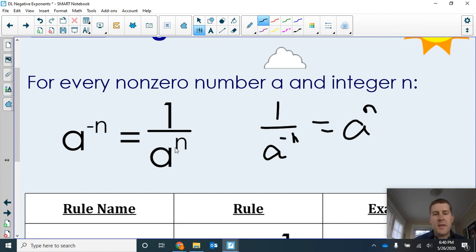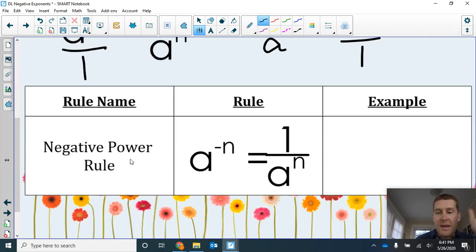But the whole thing is look at that pattern, right? If it's negative in my numerator, because I can think of that as over 1, I want to simplify it by moving it or flipping it into my denominator. If it's negative in the denominator, we take it, we flip it, and now it's positive in the numerator. And that is our negative power rule.